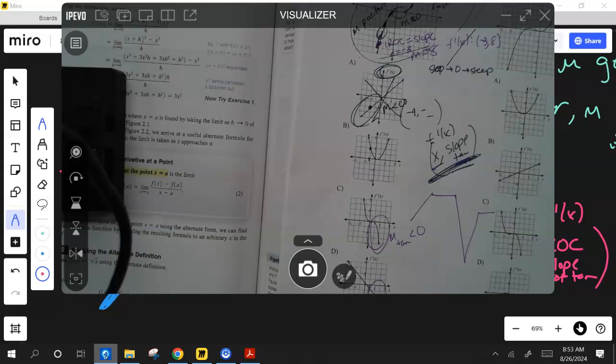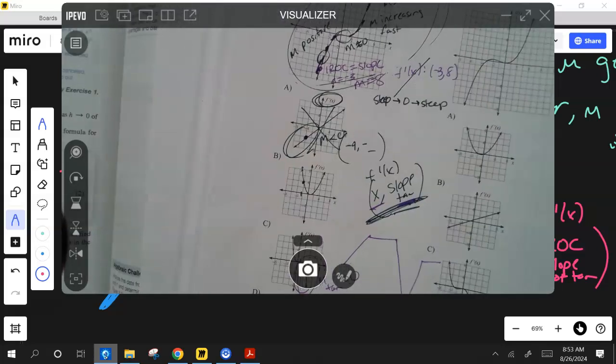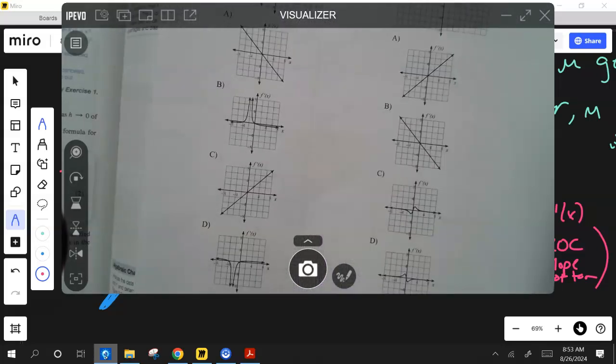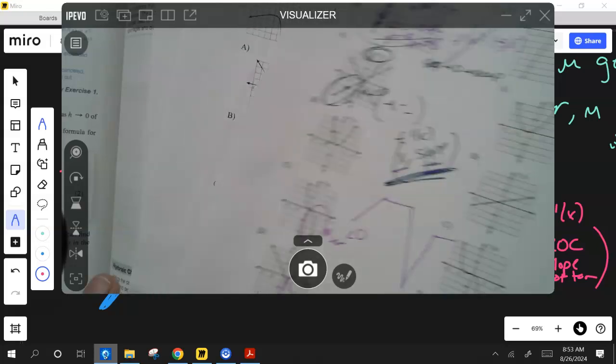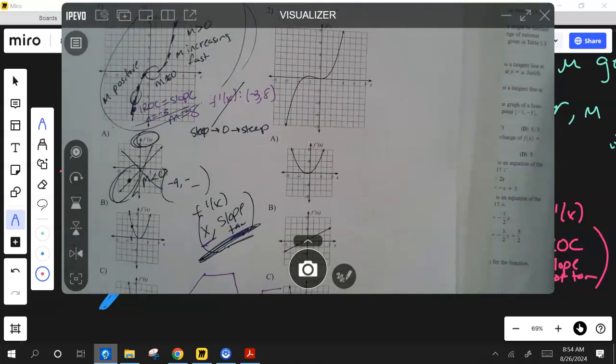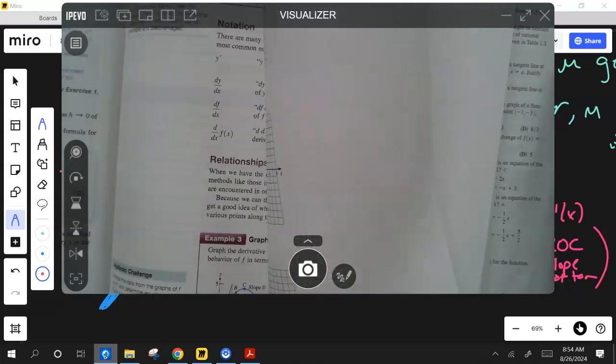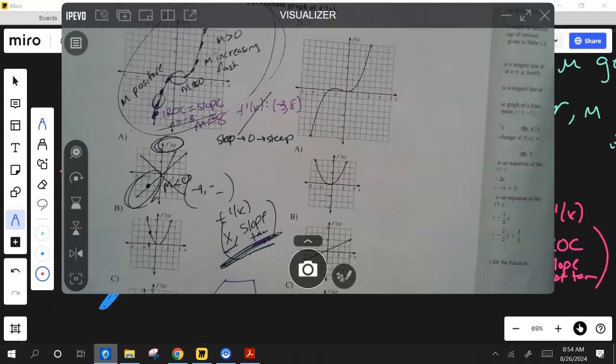I am using different colors, but it's not showing up. All right. I'm listening. I'm estimating. Let me try it this way. Let me try this.